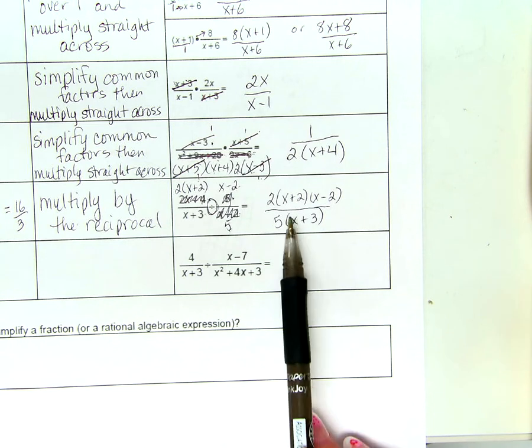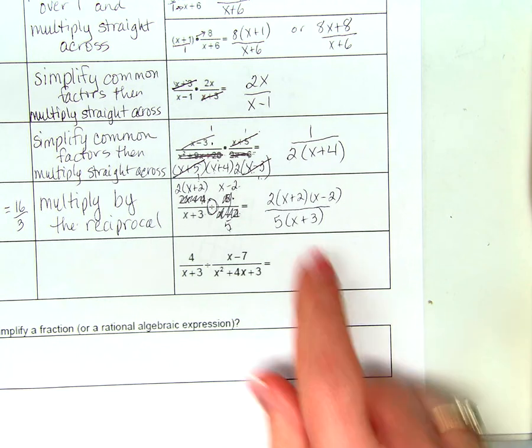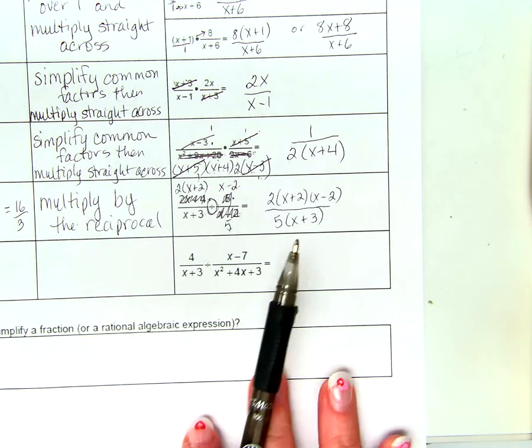Can you think of a wrong answer people put here? You think they try to cancel out the 2 on the top? They might. Or they forget to reciprocal. Absolutely. Okay, so just be careful about that.